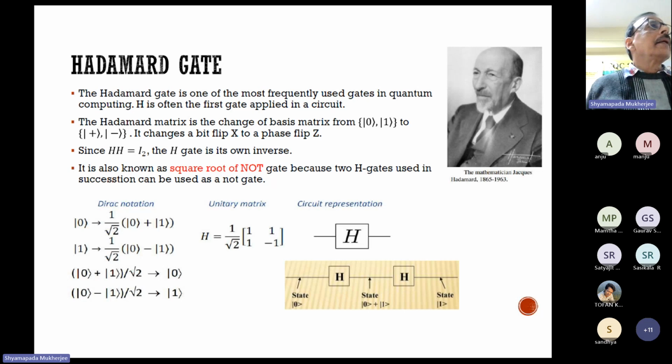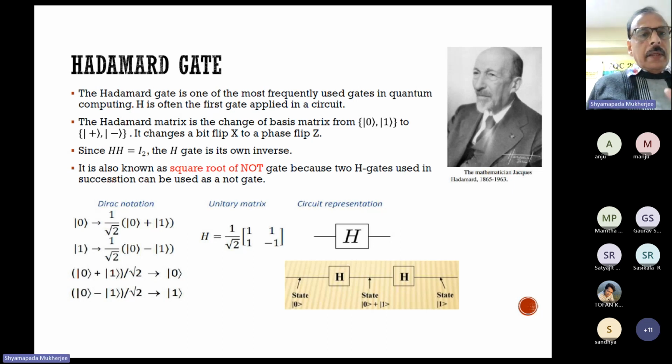Then I have the Hadamard gate. What is the Hadamard gate? Actually, we can regard this Hadamard gate as a square root of NOT gate. This Hadamard gate is frequently used in quantum circuits. And what is the main function of this Hadamard gate? The main function of the Hadamard gate is to produce a superposition state.